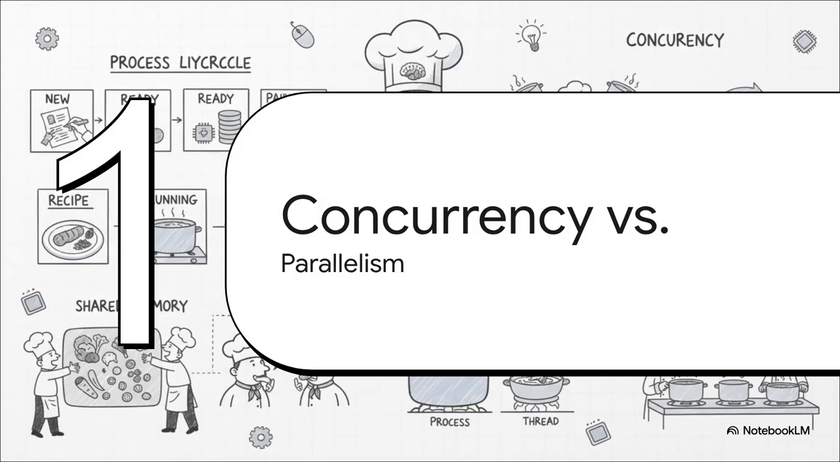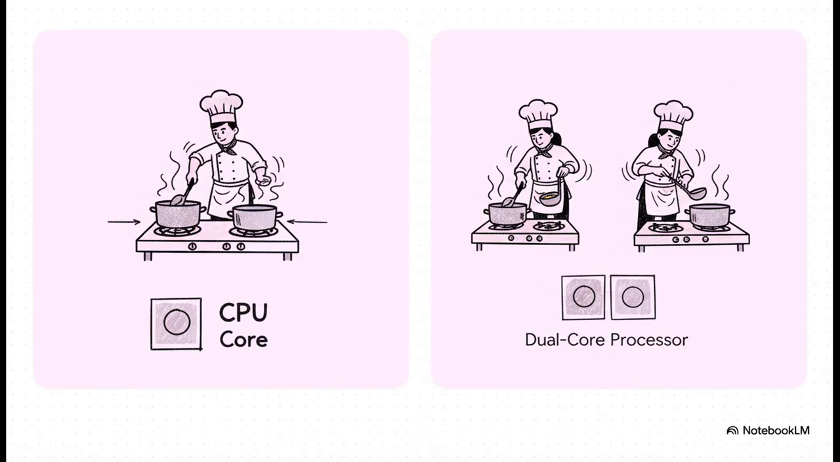Now, this idea of threads working together brings us to a really important and sometimes kind of confusing distinction. And that's the difference between juggling a lot of things at once and actually doing a lot of things at once. This is concurrency versus parallelism. Okay, let's break this down.